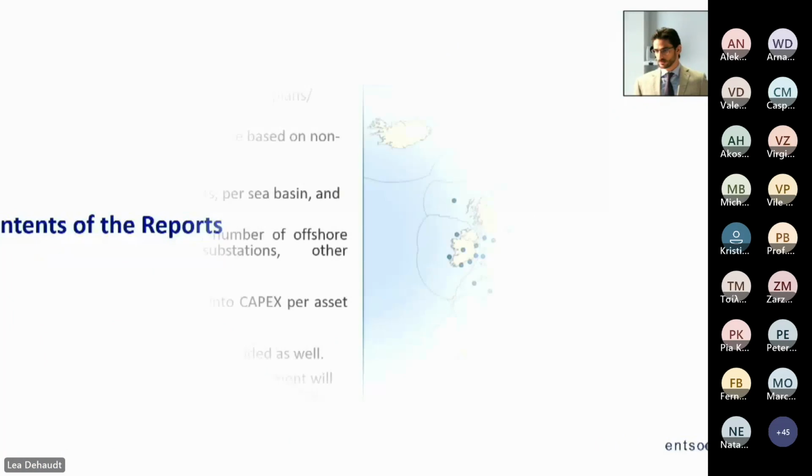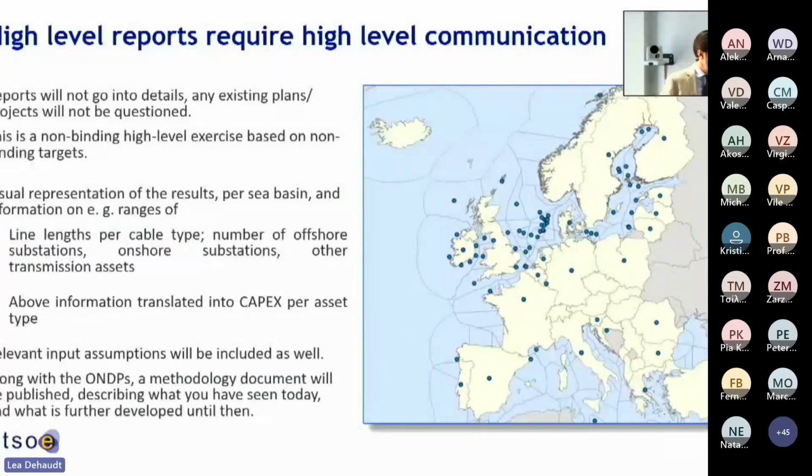Next slide. So about the contents of the reports, I pass the word again to Antje. Yes. What you can expect is a bunch of maps and a bunch of statistical information. So there's an example of a map. We have seen better maps today, but just to mention again, this is a non-binding high-level exercise based on non-binding targets. So it's not dangerous, but it's giving valuable information to the markets. We will not question any existing plans or projects, but we think, okay, it will be there. That's the starting condition.